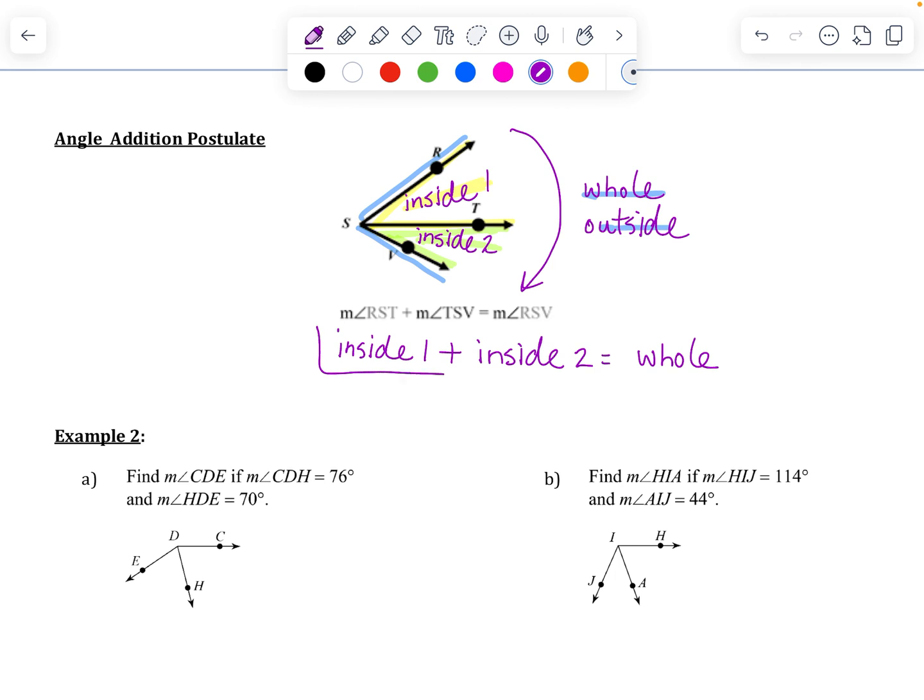And when I write things like inside and outside and I don't use those letters that you see directly above it, it's because I'm trying to simplify the concept. It really is a pretty easy concept that two smaller things can add up to the whole big thing. And that's what's happening with angles, very much like it happened with segments.